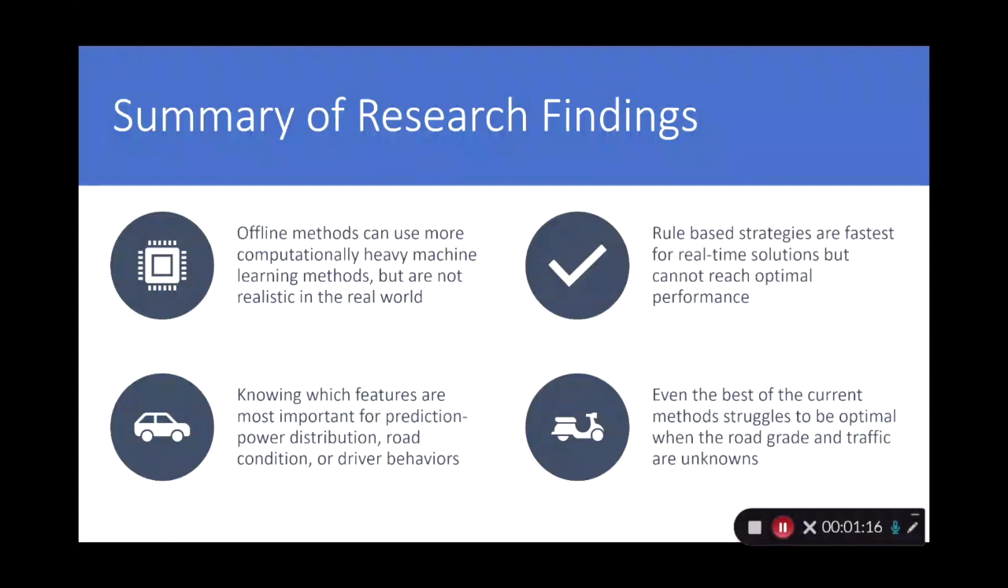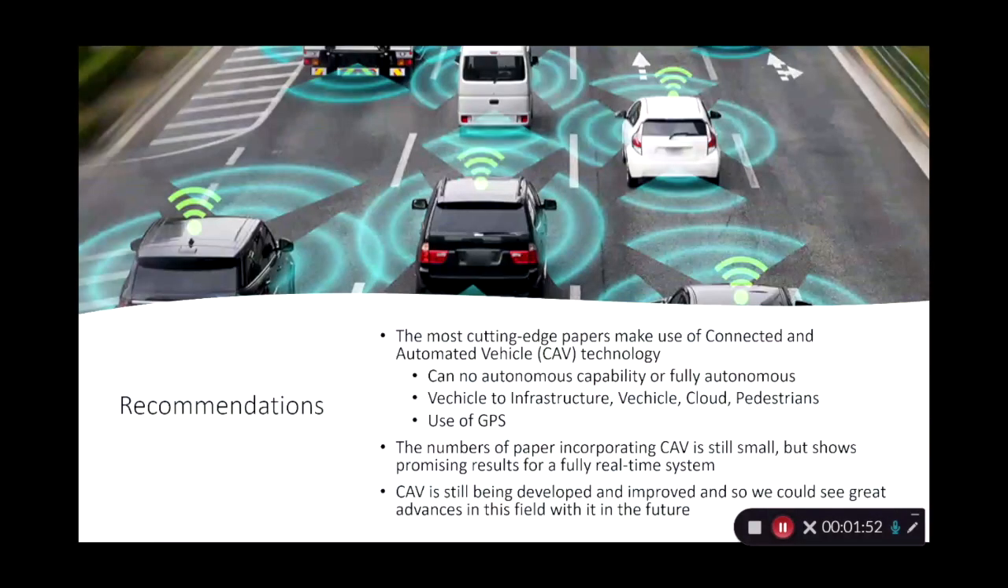On the opposite end, rule-based strategies are the fastest for real-time solutions, but they cannot reach optimal performance because they work with very little information. Knowing which features are most important for prediction, power distribution, road condition, or driver behaviors are decisions that each of the researchers had to make, and this influenced their optimal ability. However, even though each of these methods worked fairly well, they still all relied on knowing what the surface of the road was like, and they didn't take into consideration hills, things like that, or traffic.